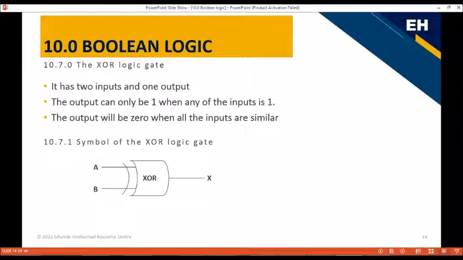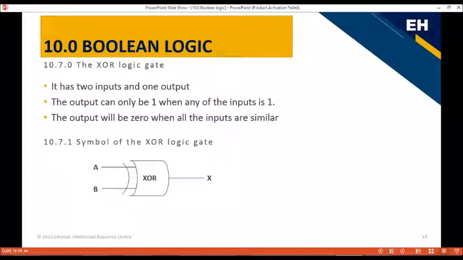Now, alternatively, the output will be 0 when all the inputs are similar. So in that case, if you have two inputs of 0, 0, then the output becomes 0. When you have two inputs of 1, 1, the output becomes 0. So in other words, it is actually rendering the second characteristic to be more valid. The output can only be 1 when any of the inputs is 1, not when both inputs are 1.